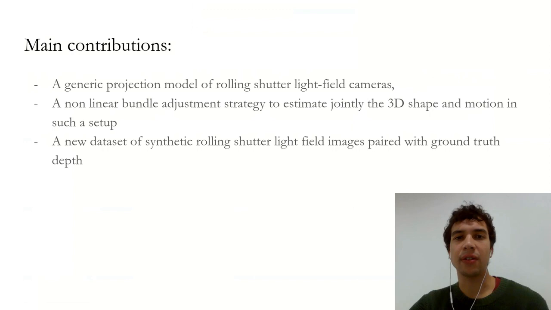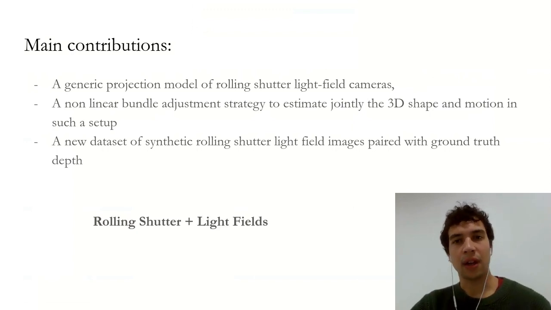The rolling shutter light field setup is the fusion of two setups, the rolling shutter setup and the light field setup. The goal of this paper is to leverage some specificity of each world in order to solve a new kind of problem, that is capturing 3D shape and motion in only one picture.